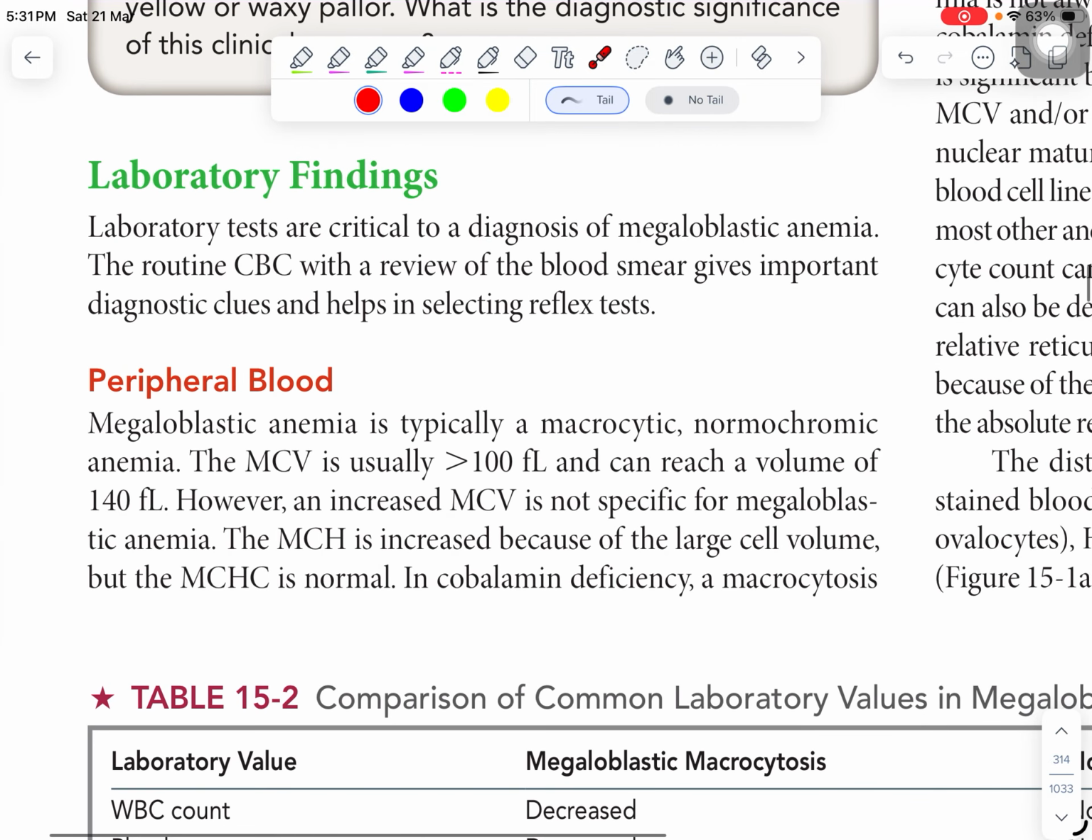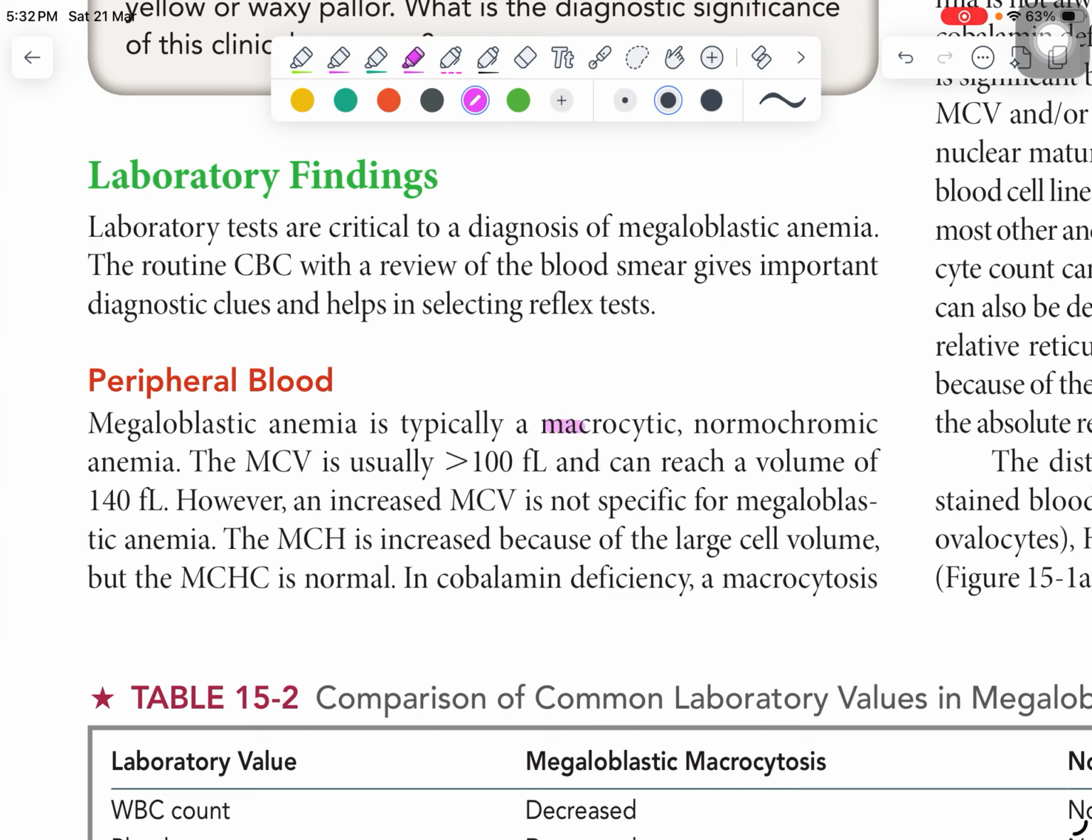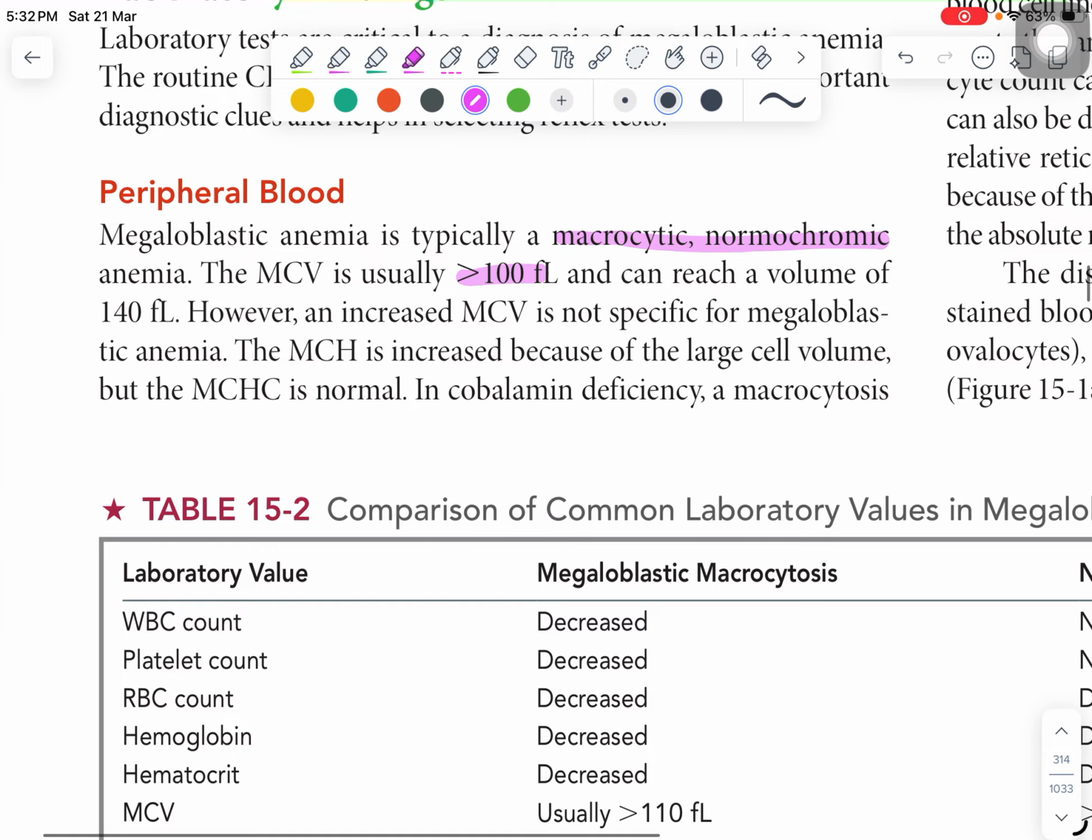Laboratory findings: laboratory tests are critical to a diagnosis of megaloblastic anemia. The routine CBC with a review of the blood smear gives important diagnostic clues and helps in selecting the reflex test. Peripheral blood in megaloblastic anemia is typically a macrocytic normochromic anemia. The MCV is usually more than 100 and can reach a volume of 140 femtoliters. However, an increased MCV is not specific for megaloblastic anemia. The MCH is increased because of the large cell volume, but the MCHC is normal.